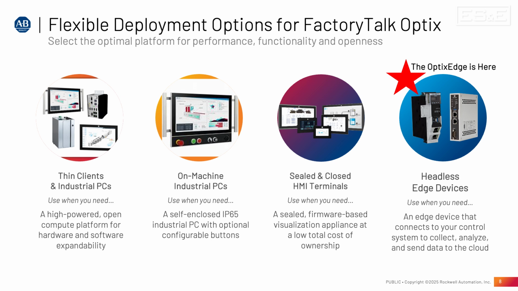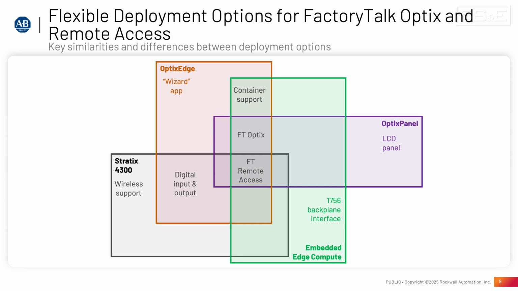So now we're talking about deployment. For FactoryTalk Optix, you can deploy it to an Optix panel, or you could have an actual machine that's running Windows and deploy Optix to that when you have the runtime installed on that Windows PC. You can also deploy it to a headless device, which is OptixEdge or the embedded edge compute. So you can see the overlap of the way we have OptixEdge, the Stratix 4300, an Optix panel, and then the embedded edge compute, and how we actually use remote access and deploy Optix to those devices.